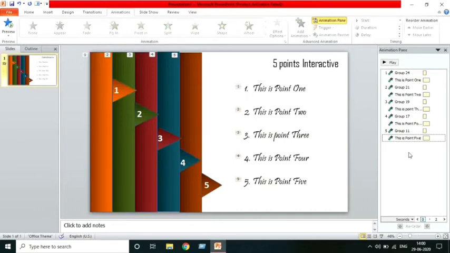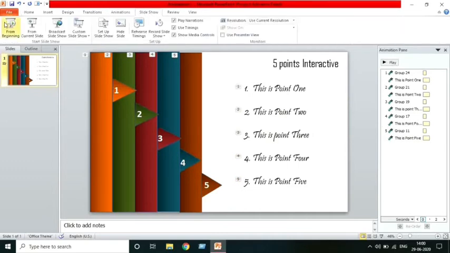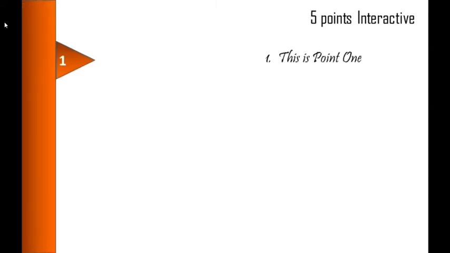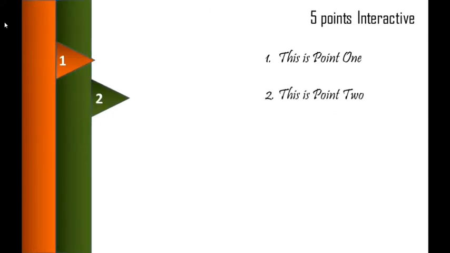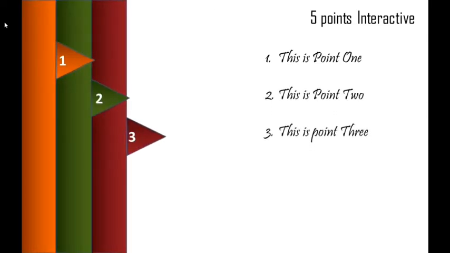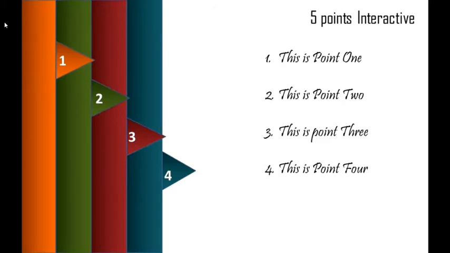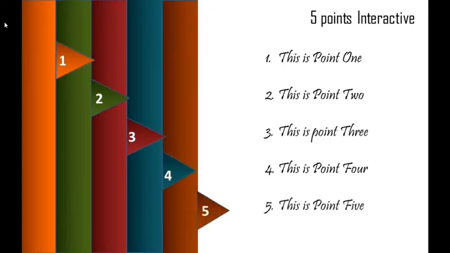So once we are done with this content and this animation pane, let's see how our animation is appearing. So simply we'll go to slideshow and we'll click on from beginning. So here you can see, as we are clicking on the very first one, this is coming, this is point 1, second one this is point 2, third one this is point 3, fourth one this is point 4, and the fifth one this is point 5. This is pretty good and the interactiveness is also very nice, and click by click your graphics are coming along with your text.